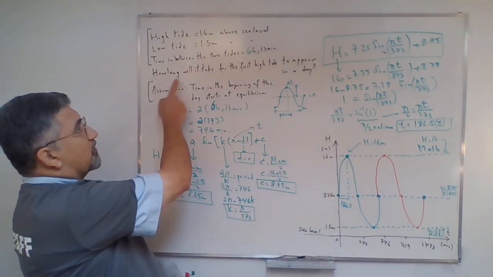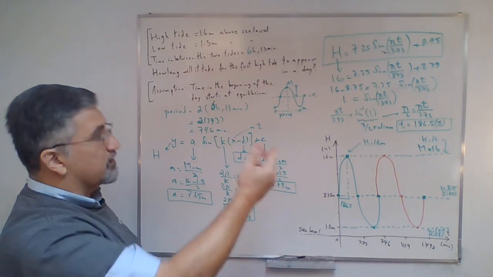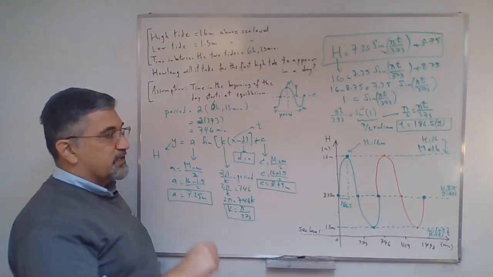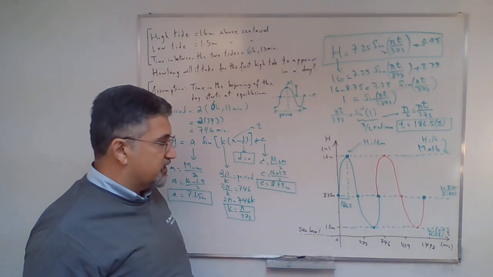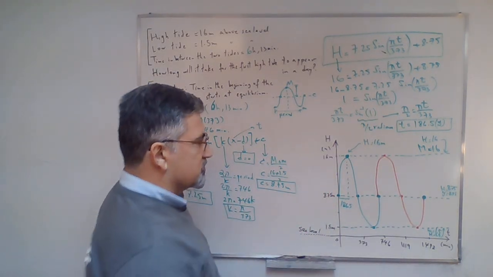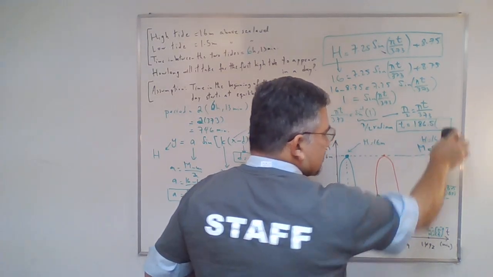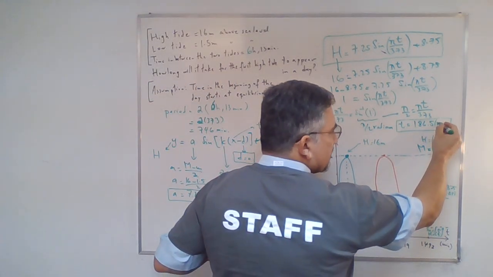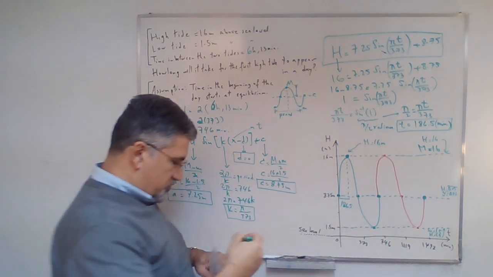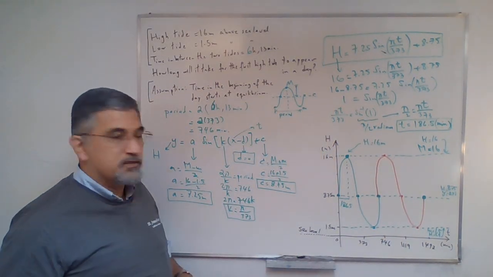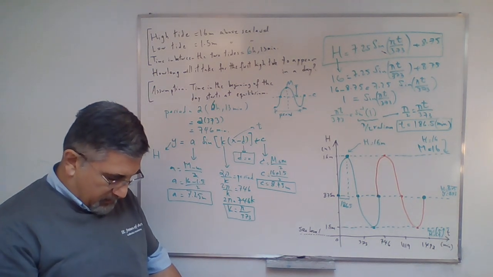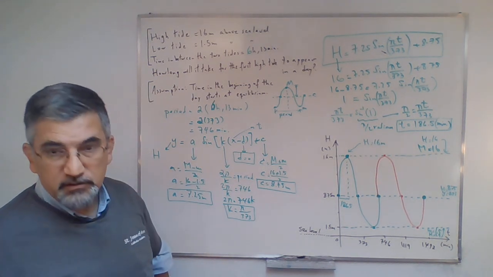So how long will it take for the first high tide to appear in a day? The answer is it's going to take 186.5, not seconds. Why did I write seconds? I just noticed that the unit is minutes, it's not seconds. So 186.5 minutes is going to be the time it's going to take to reach the first high tide in the day.